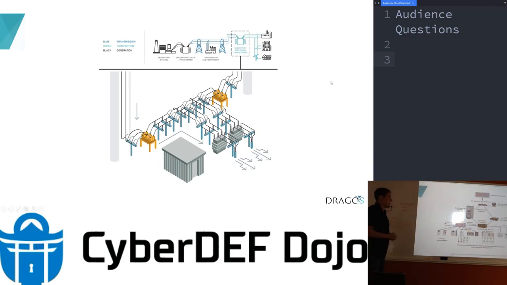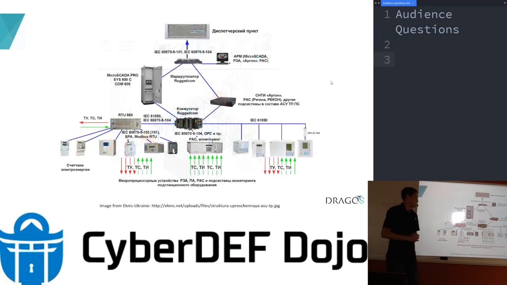So actually in one of these substations, this is kind of how it'll work. This diagram is from one of the Ukrainian automation vendors, and this is how substation networks are rolled out in the Ukraine today. The thing I want to point out is protocols.